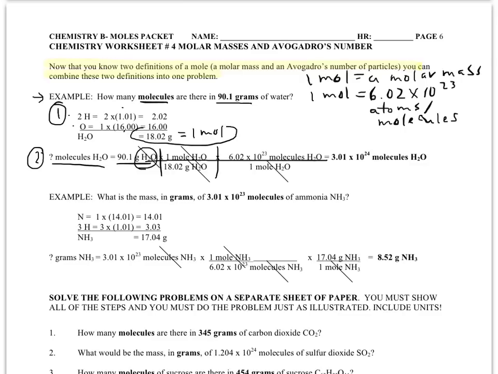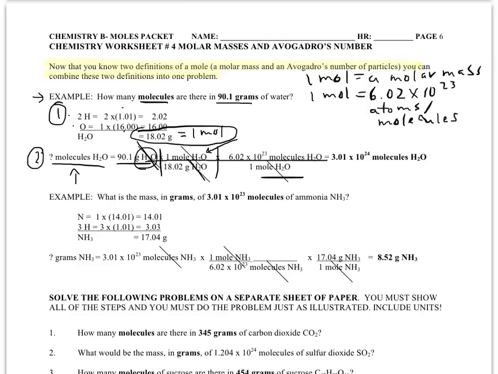So this number right here, or this equality or equation, is going to get turned into your first fraction. We put the 18.02 grams on the bottom so that we could cancel out, and we're left in moles. So if I solved right now, I would be told how many moles are equal to 90.1 grams of water. That's not what I want. I want molecules. So my second step is going to be using Avogadro's number, which is always the same.